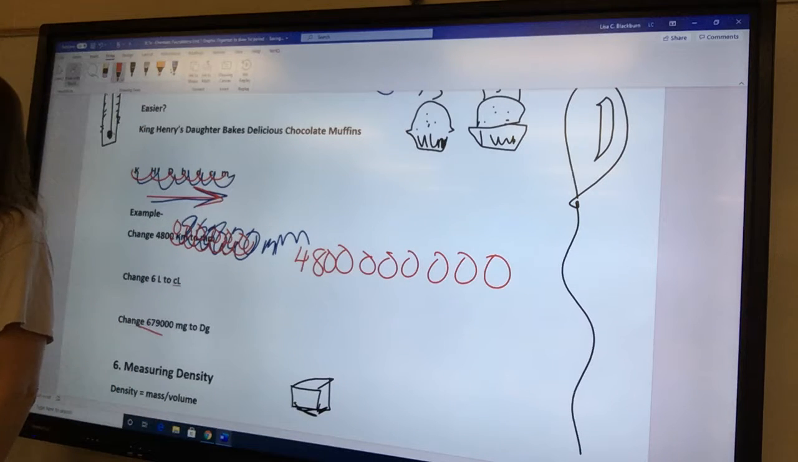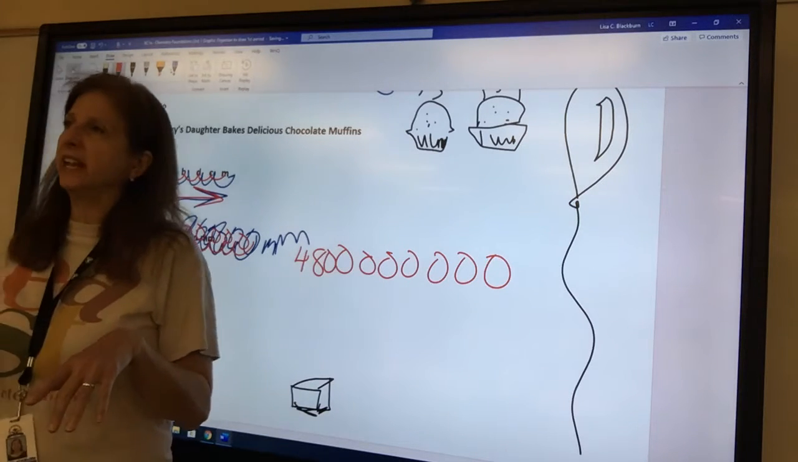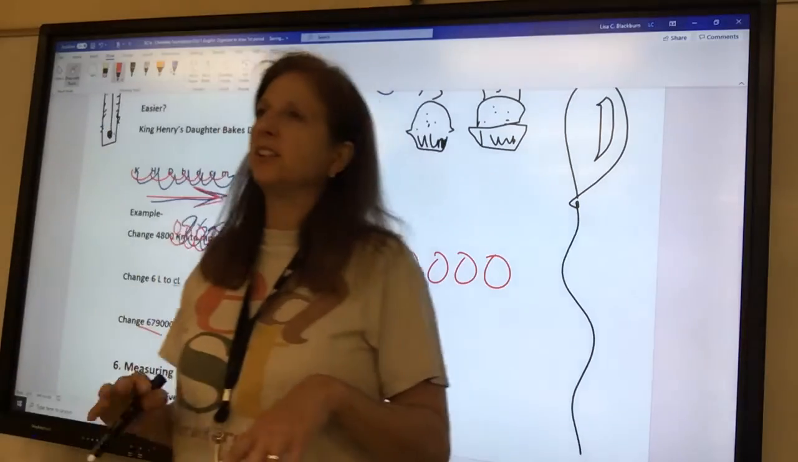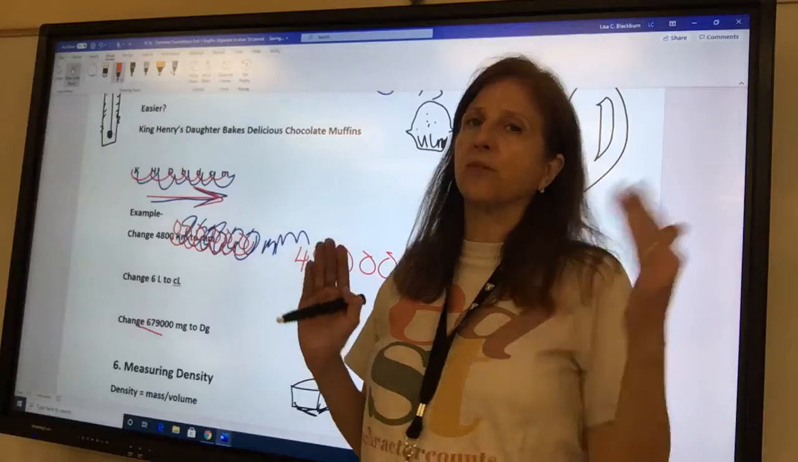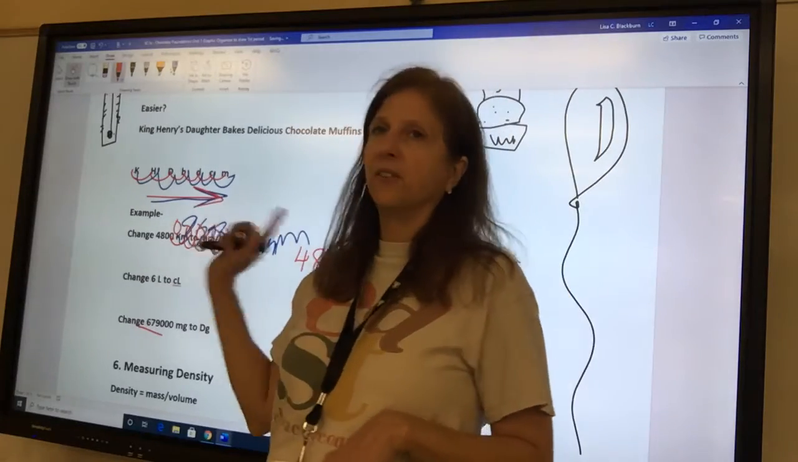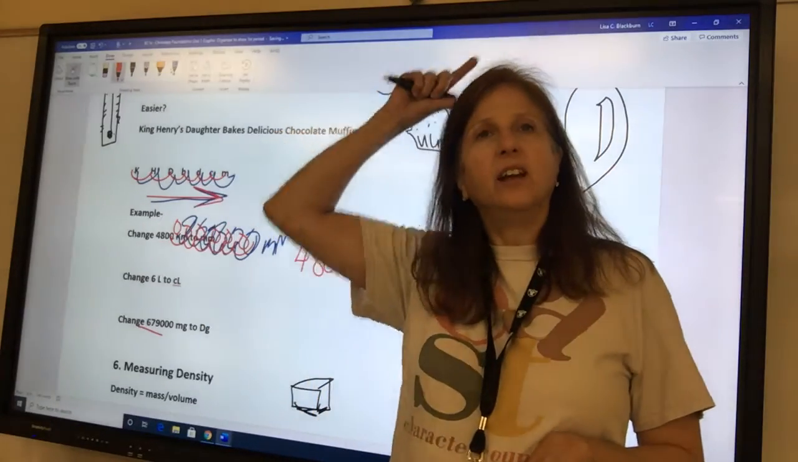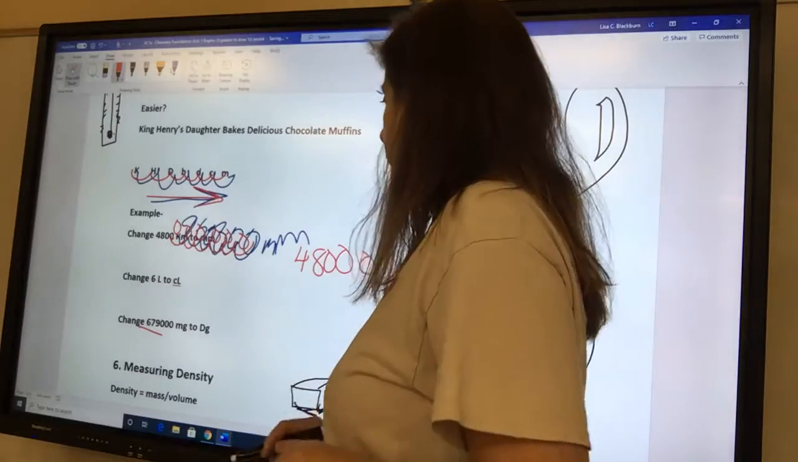Do you see how that's easier than doing the dimensional analysis? It's easier than setting up those railroad tracks. So if it's just converting from one metric to another, this is easier and faster. And I'm going to give you a worksheet tonight that you'll be doing that too.